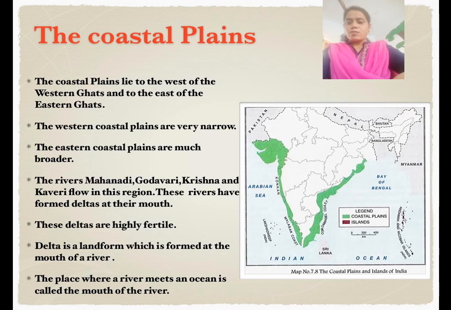We will discuss the coastal plains. The coastal plains represent a narrow stretch of plains from north to south along the Bay of Bengal in the east and the Arabian Sea in the west. The other side, where the land rises abruptly, forms the Ghats. The western coastal plains, lying between the Western Ghats and the Arabian Sea, stretch from Kutch in the north to Kanyakumari in the south.